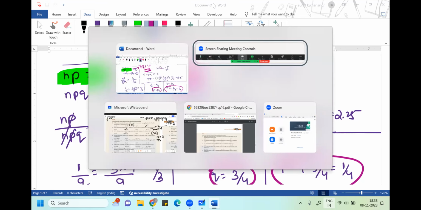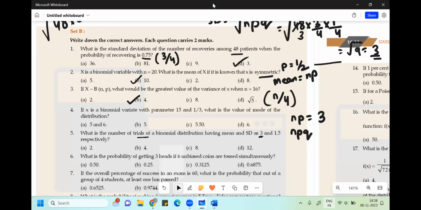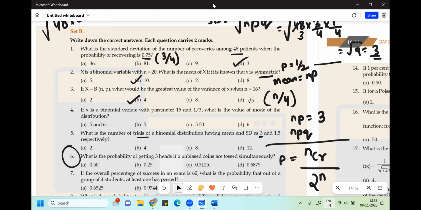Clear, everyone? So then this question number 6, I'll tell you the direct formula of question number 6. Whenever you get a coin problem, remember the formula, just use this formula. This formula I made, okay. So with coin, just remember this formula.